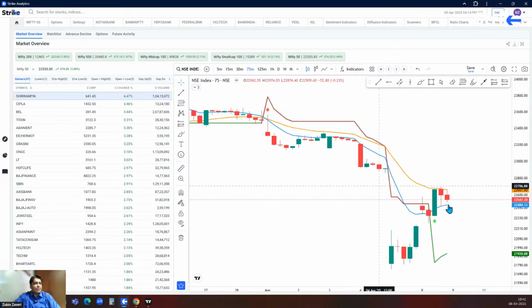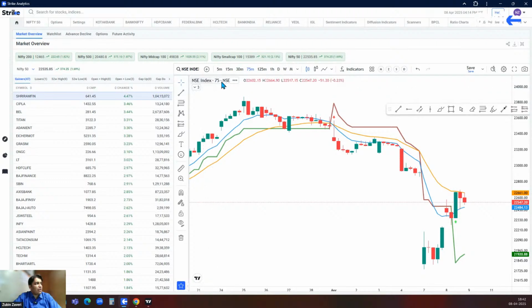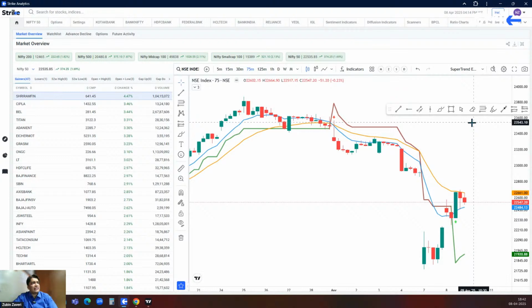Before we go ahead, let me tell you how to set these indicators and make a template. Once you have made the Nifty 75-minute chart, you have laid down the indicators over here. These are the three indicators that are required: two exponential moving averages and one super trend. All you have to do is click on save over here, give a chart layout name, say super trend EMA, and say save. So this is one thing that you can do.